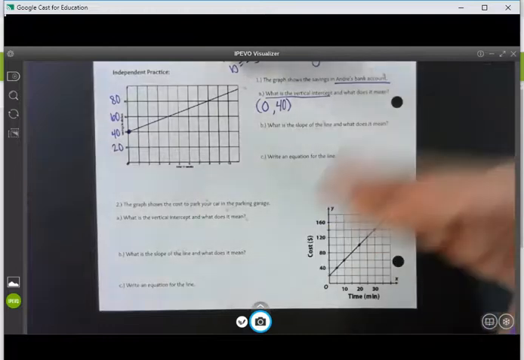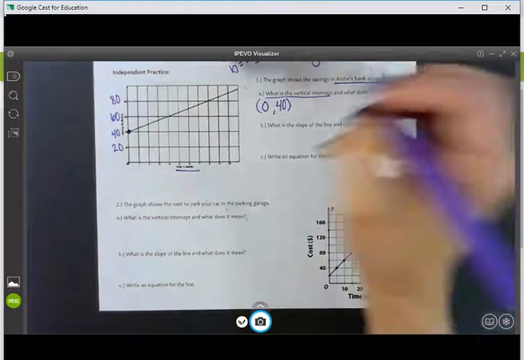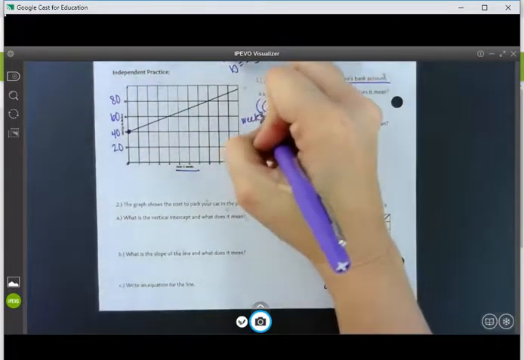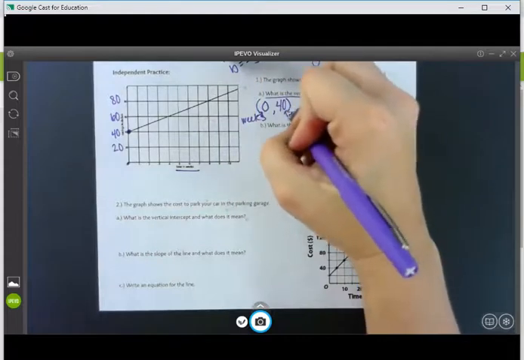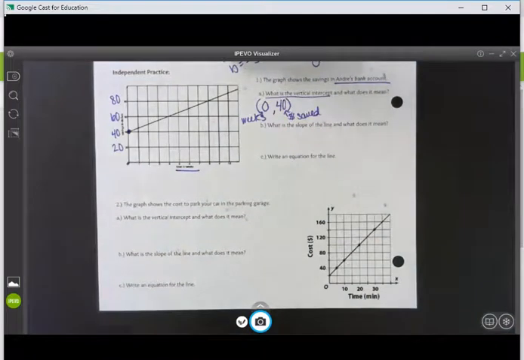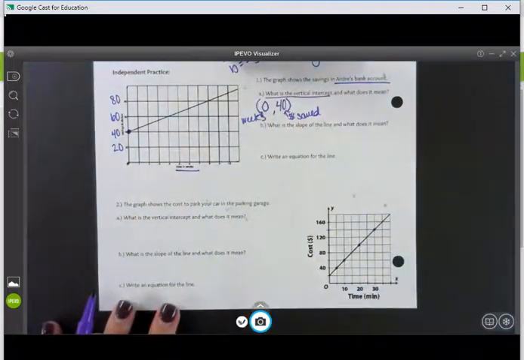So that means before whatever happens in this situation. The x is talking about time in weeks, and the y is talking about money saved. So you should be able to write a sentence about what Andre's bank account means at this point in time.